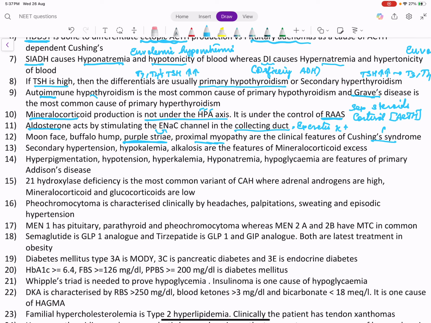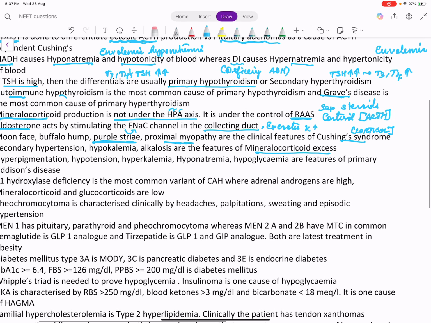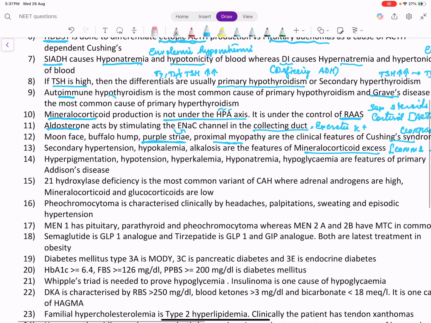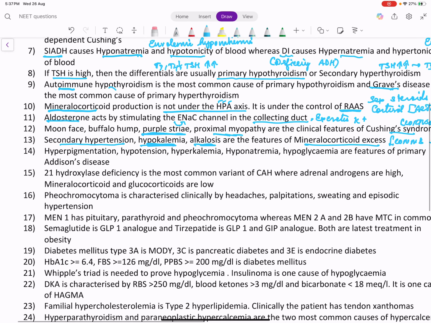Cushing's is actually cortisol excess. What happens in mineralocorticoid excess? Excess of mineralocorticoid is Conn syndrome. So Cushing's is excess of cortisol, Conn's is excess of mineralocorticoid. There, secondary hypertension, hypokalemia and alkalosis, because mineralocorticoid causes potassium excretion.